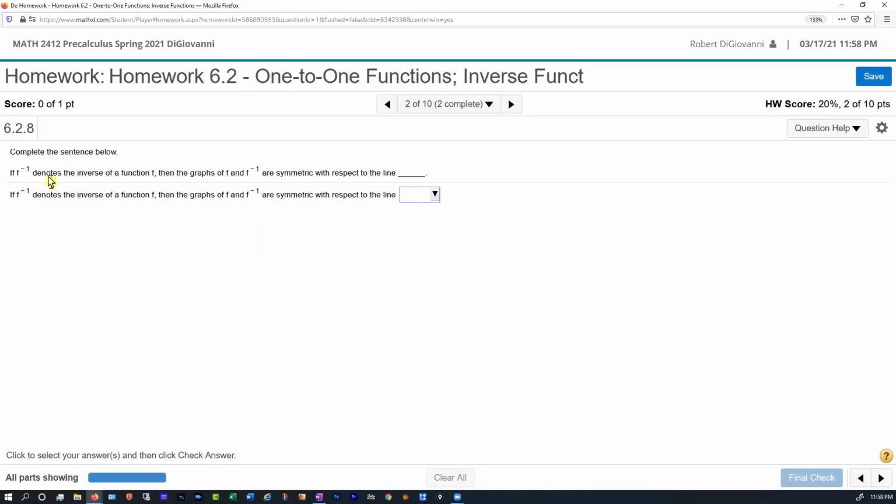Okay, if f inverse denotes the inverse of a function f, then the graphs of f and f inverse are symmetric with respect to what line? And that's the identity. That's the function y equals x.